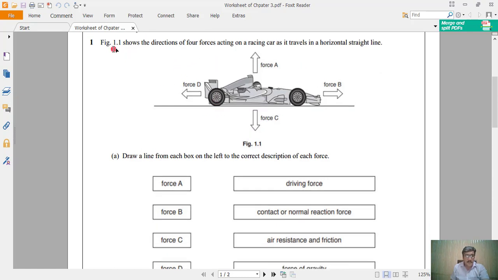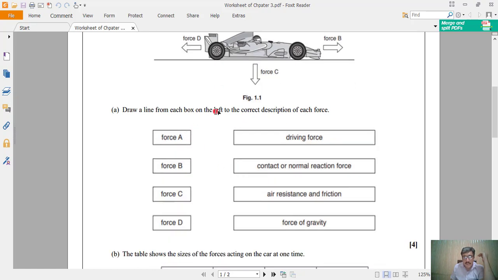So, here is the first question. If you see here, Figure 1.1, the figure given to you, shows the direction of four forces acting on a car as it travels in a horizontal straight line. The car is traveling in a horizontal straight line and four forces are acting on it. Draw a line from each box on the left to the correct description of each force.